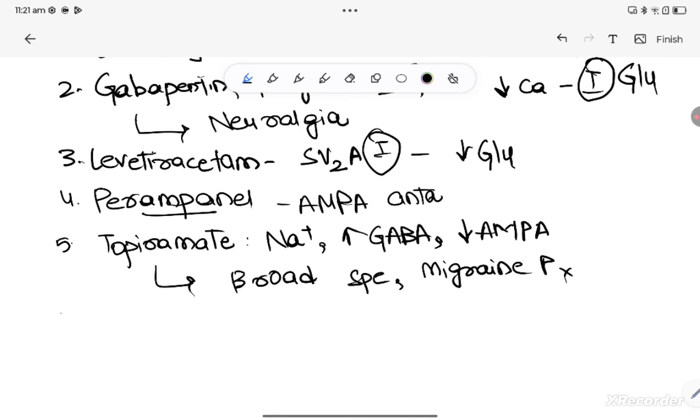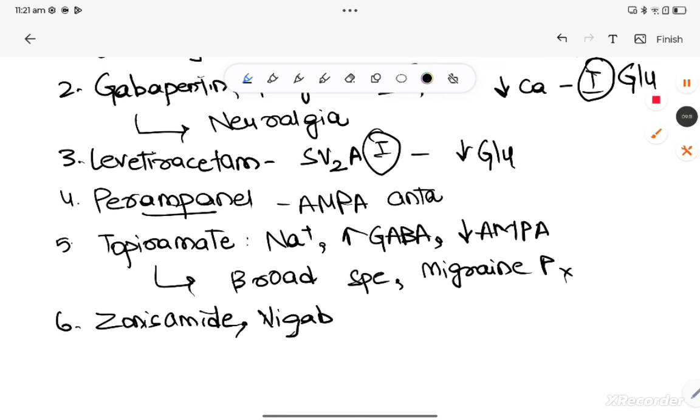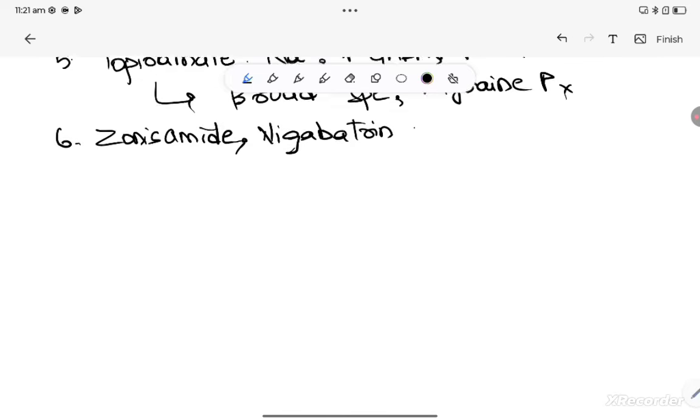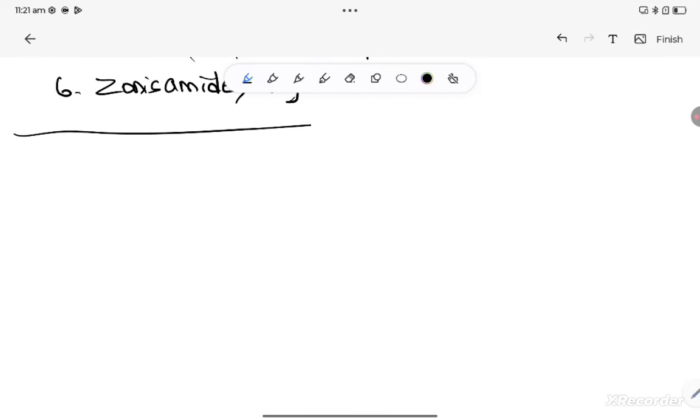Clear? Now let us go through the names of others, like zonisamide, which has an action similar to your phenytoin. Vigabatrin is rarely used now, mainly because it causes visual field defects. This is with respect to the pharmacology of the drugs. Now let us go into pharmacotherapeutics.